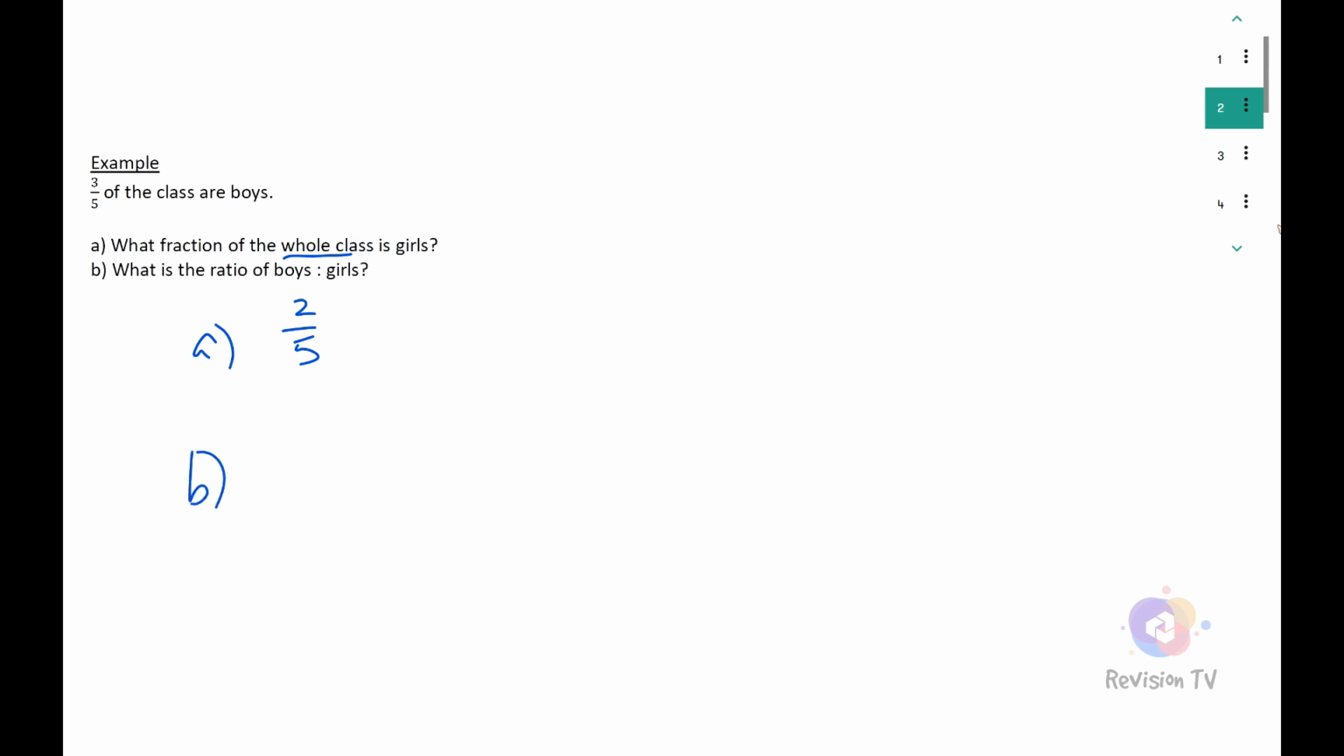And part B, what is the ratio of boys to girls? There are 3 parts of boys, as I said, and 2 parts of girls, so 3 to 2. If the question was girls to boys, the other way around, then you would have to do 2 to 3. Just be mindful of the position of the quantity they're asking you about. You have to put the right number on the right side.